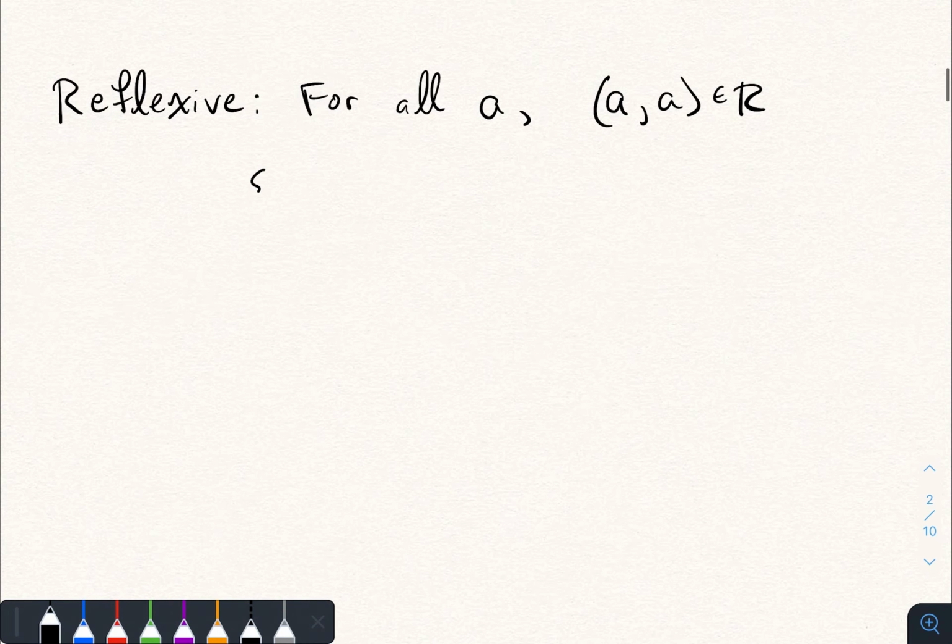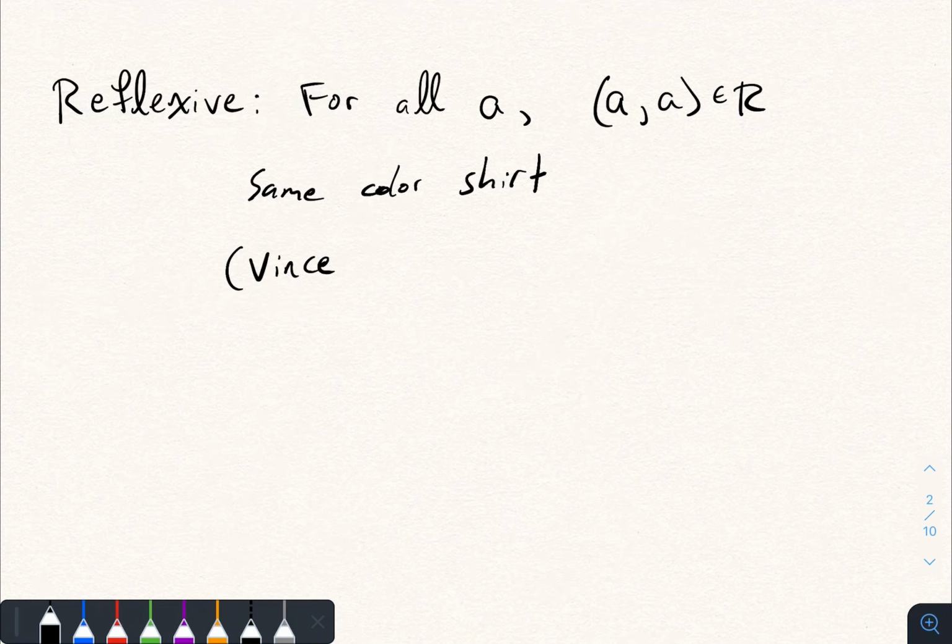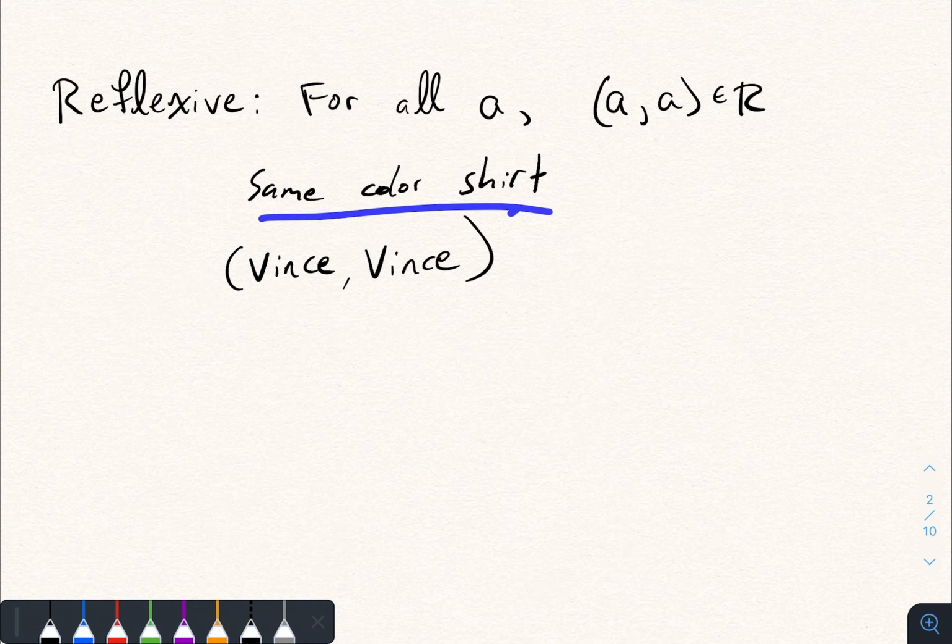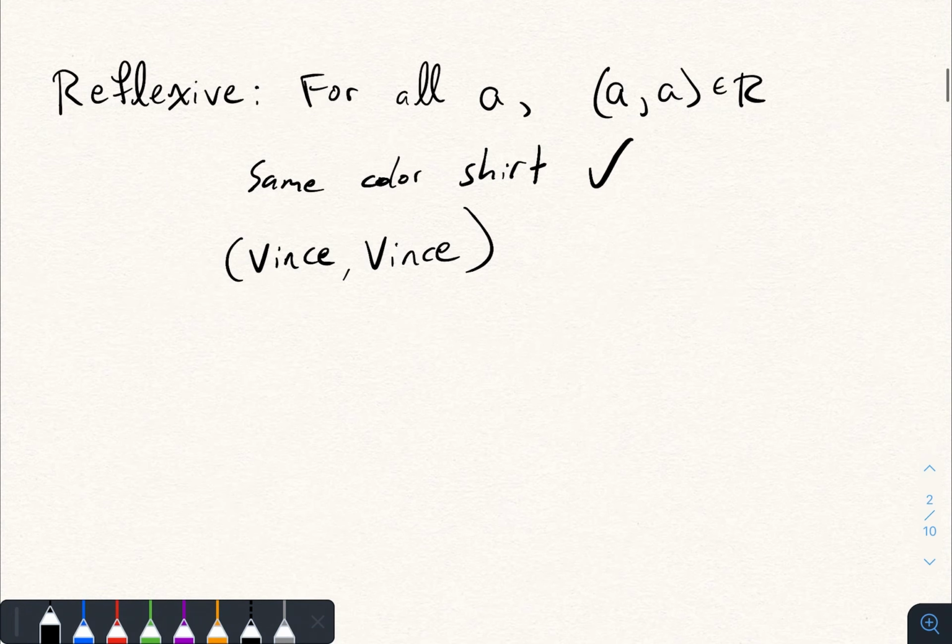Let's do the same color shirt one. So this one makes it a little bit more obvious. I am wearing a gray shirt right now. So of course I am wearing the same color shirt as myself. And so the same color shirt relation would be reflexive. Okay, that would be an example of a reflexive relation.